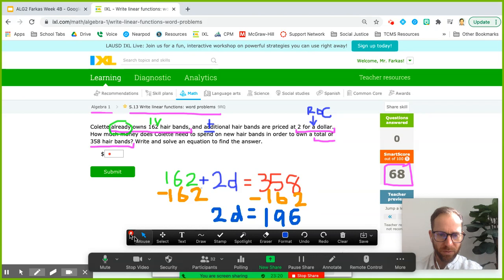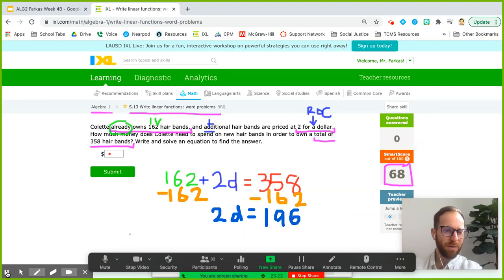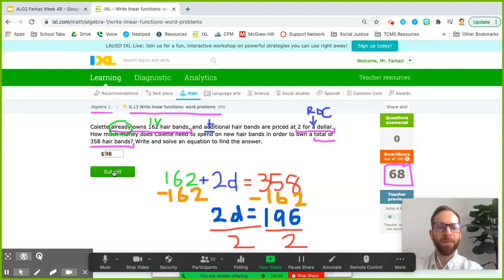Why is it still using that? Oh, because it's right here. Let's go ahead and make sure everyone understands where that 98 came from. Dividing by 2 on both sides, and we get 98. Someone asked me that in the chat.